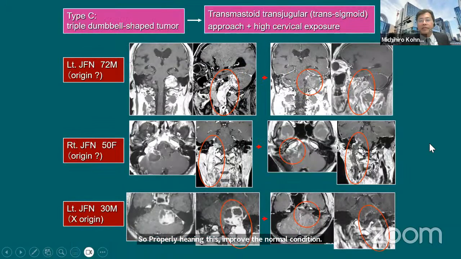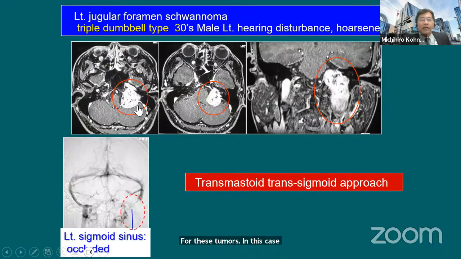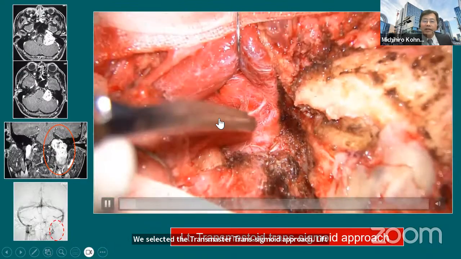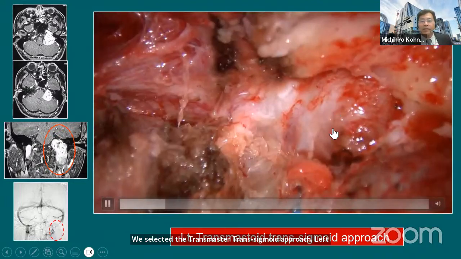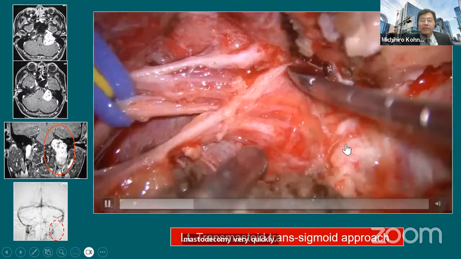Triple dumbbell-shaped tumor. Many big names use the transsigmoid approach for these tumors. In this case of the triple dumbbell-shaped tumor with a large extracranial part with occlusion of the sigmoid sinus, we selected the transmastoid transsigmoid approach. Left side, after high cervical exposure, I'm doing mastoidectomy very quickly. This is a large extracranial part.